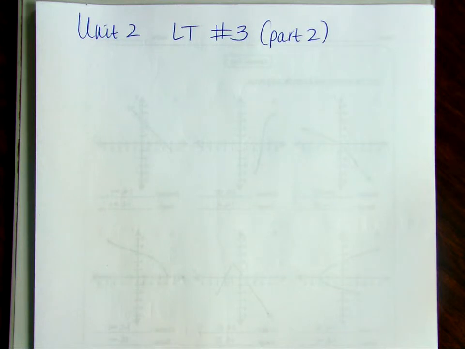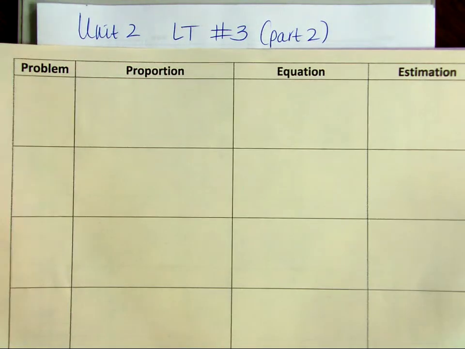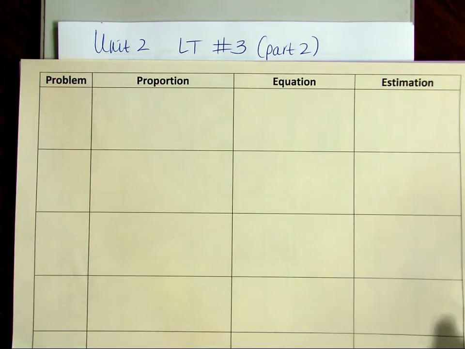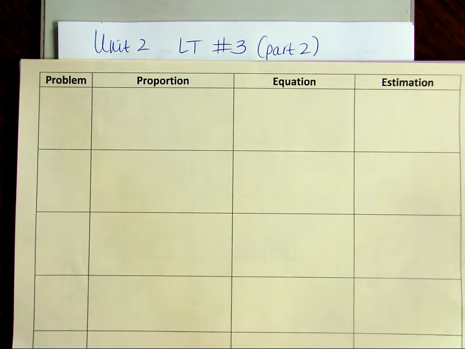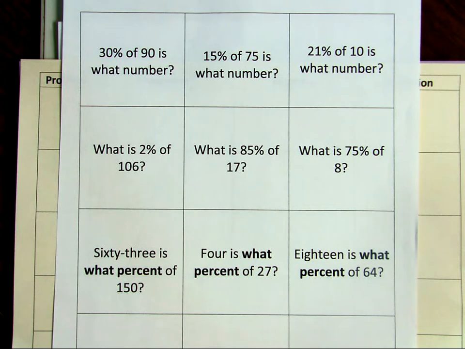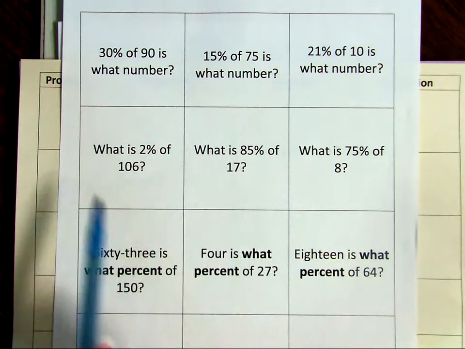You have something to write with? Good. So here's what I want you to understand right now. I have a chart here, and it's got 4 columns, which means we've kind of learned 4 different things. All right? Problem. The problem usually looks like this, doesn't it? Right? The problem is worded in that sentence.